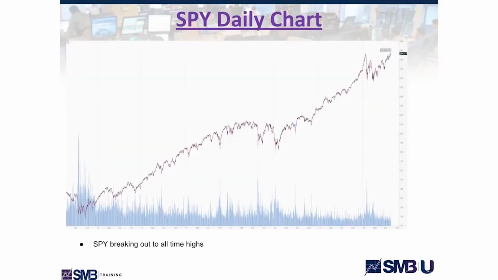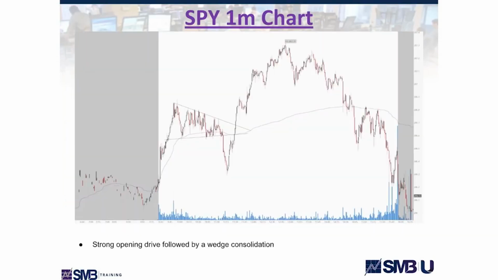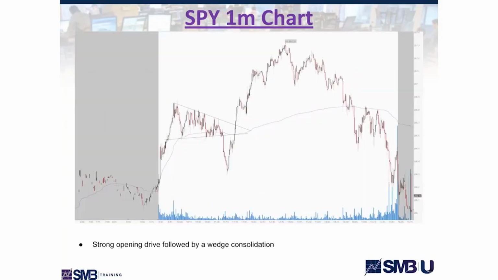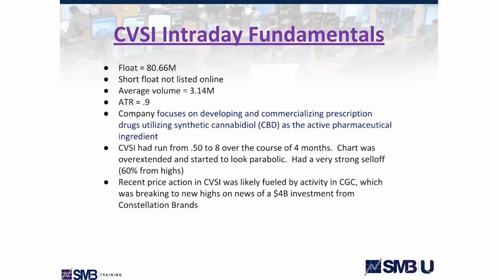Here's a picture of our SPY charts. I bring this up because when we're making a trade, we always want to know where we are in the overall market. If the market had been really weak and we were really bullish on this particular sector, that might drag down our idea. Or if the market overall is really strong, that might give us more confidence to play a bullish theme. SPY on the 1 minute chart had a strong opening drive on the day we're going to be talking about, followed by a wedge consolidation pattern, holding above VWAP. So the market long-term is in our favor. The market intraday is in our favor.